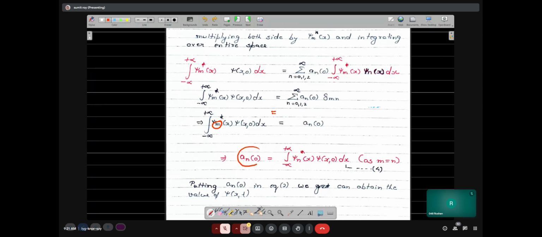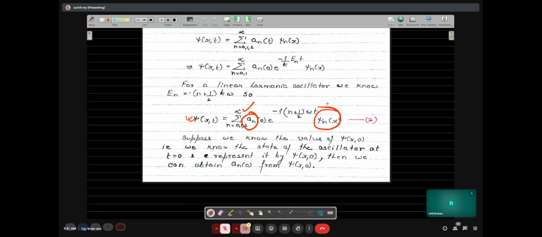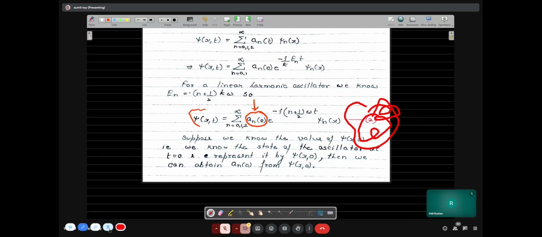Now if we have obtained an, written back to equation 2 here, this is our important equation. Now if I have obtained an0, by putting an0, I can obtain the value of psi xt.